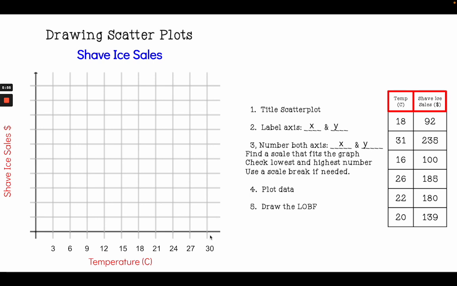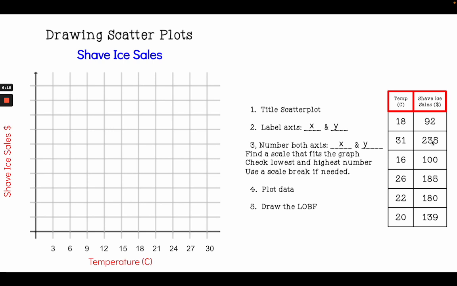Okay, we're going to do the same thing with the y-axis, and let's count our numbers here. We have 0, 1, 2, 3, 4, 5, 6, 7, 8, 9, 10. So we have 10 lines here also. So as I'm looking at my data, I start at 92, and I end at 235.